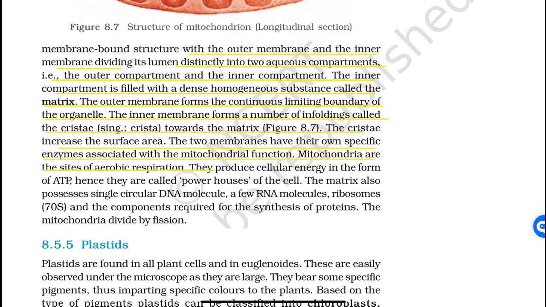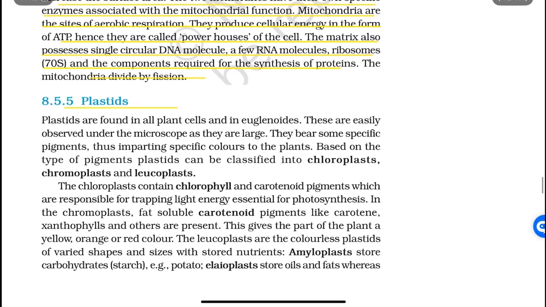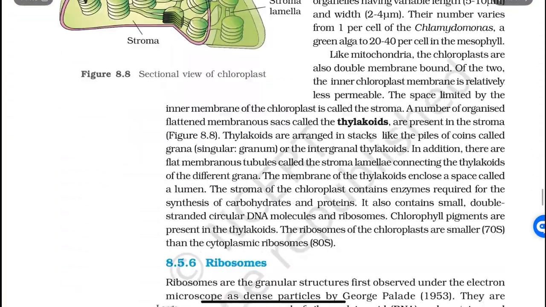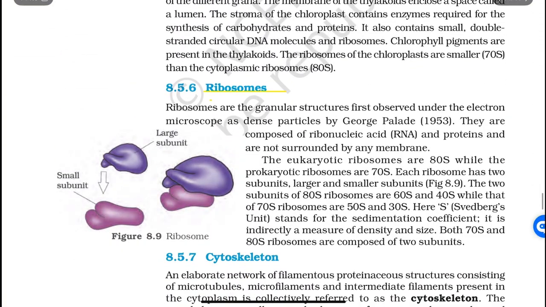The two membranes have their own specific enzymes associated with the mitochondrial function. Mitochondria are the sites of aerobic respiration. They produce cellular energy in the form of ATP and they are called the powerhouse of the cell. The matrix also possesses a single circular DNA molecule, a few RNA molecules, ribosomes (70S), and the components required for the synthesis of protein. The mitochondria divide by fission.